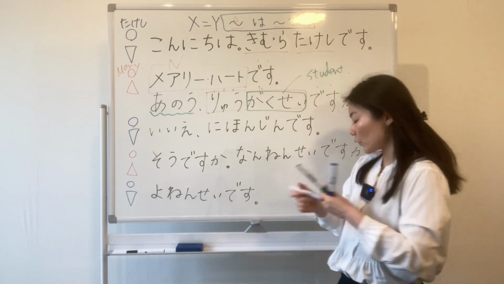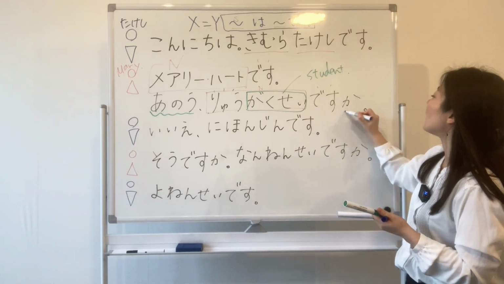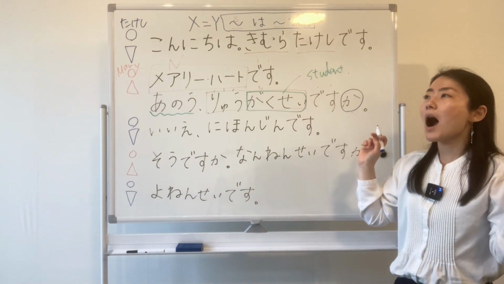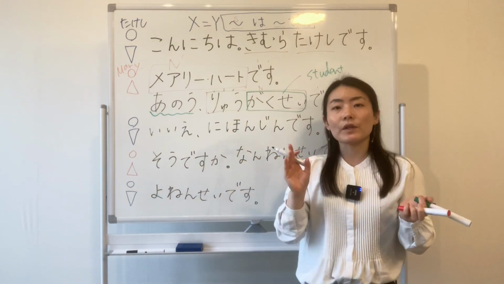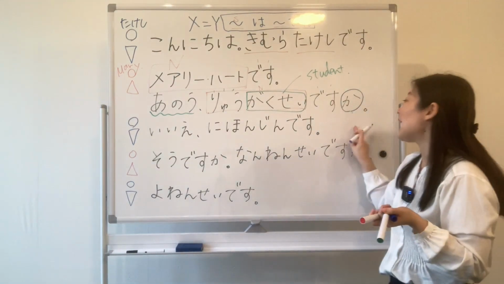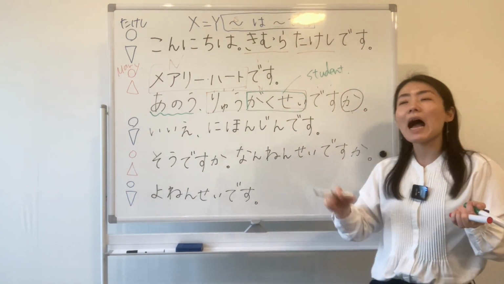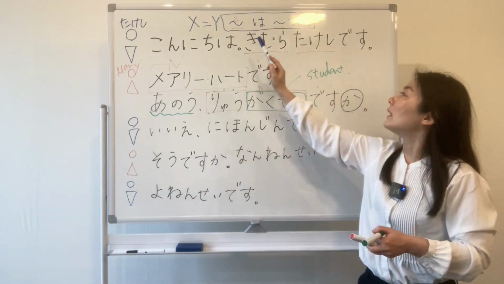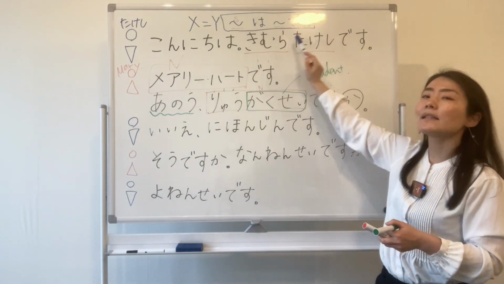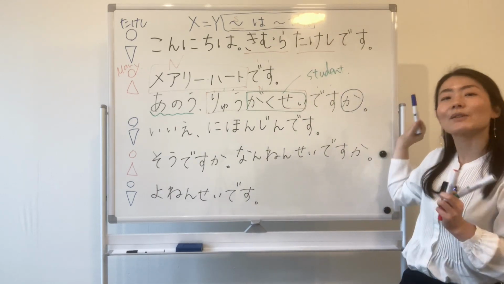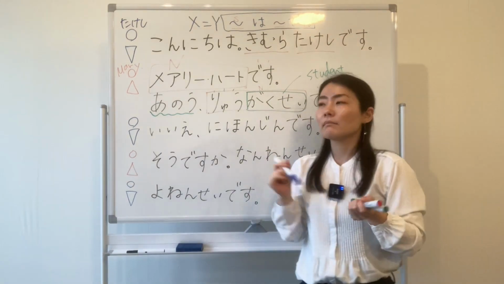But we also have ka. What is this ka? We can make question sentence if we put ka at the end. So, ryuugakusei desu ka means, are you an international student? 何々は何々です。This is grammar, this is structure, and we can just put ka at the end. So, this is a question sentence.